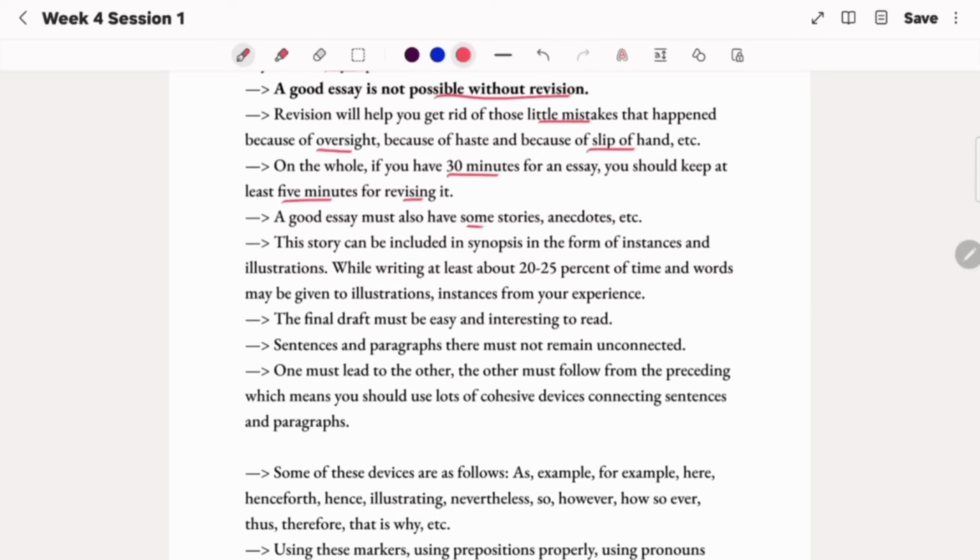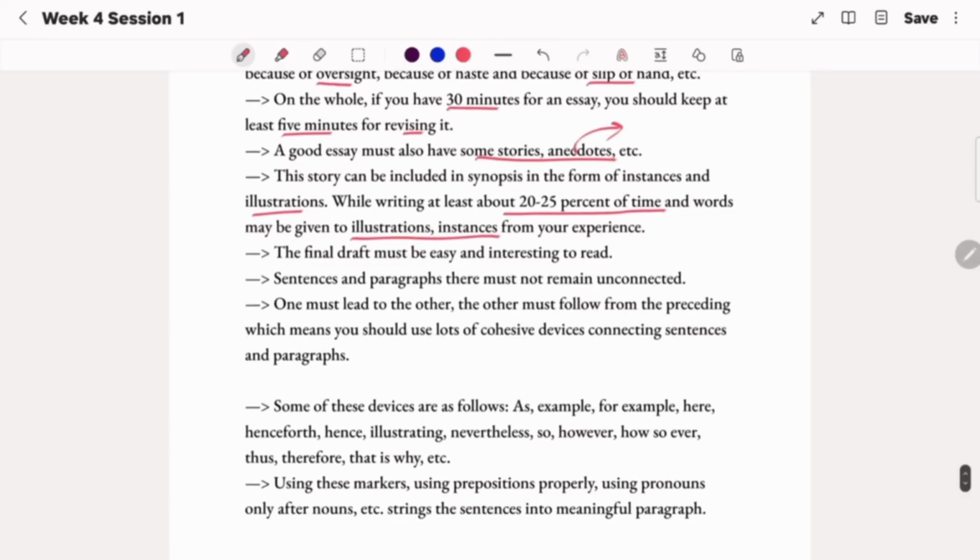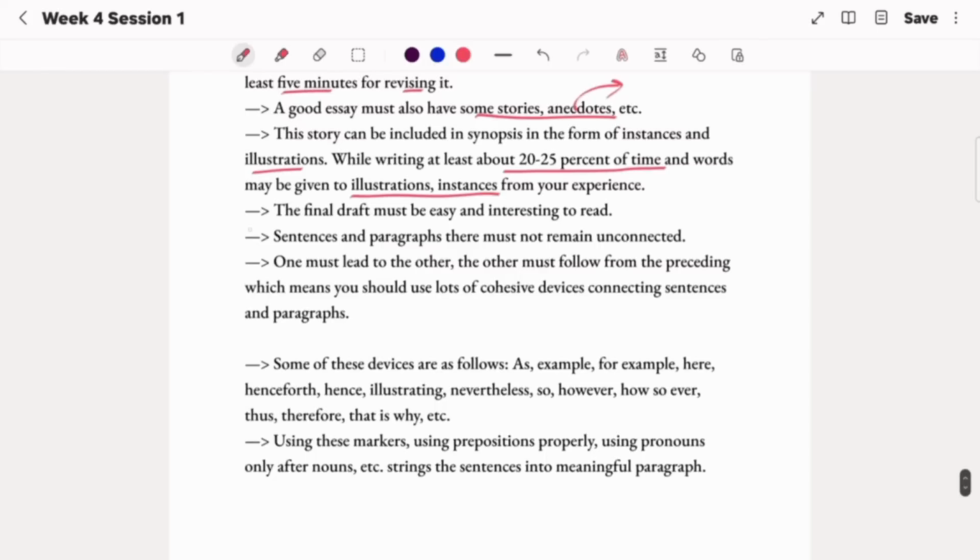It should also have some stories and anecdotes in it. What are anecdotes? An anecdote is a small story about a real event, which actually happened. The story can be included in the synopsis in the form of instances and illustrations. While writing, about 20 to 25% of time and words may be given to illustrations and instances from your experience. So while writing an essay, you can spend 20 to 25% of the time on these anecdotes, illustrations, or short stories. And the final draft must be easy and interesting to read.